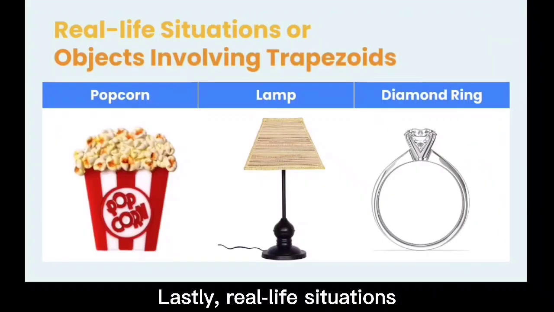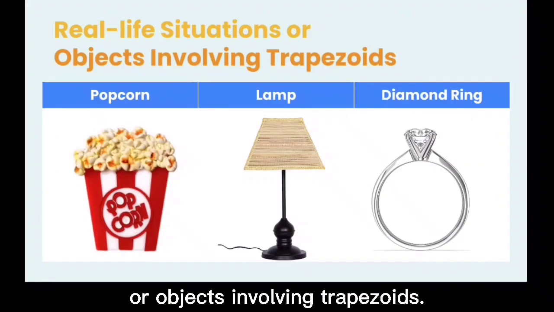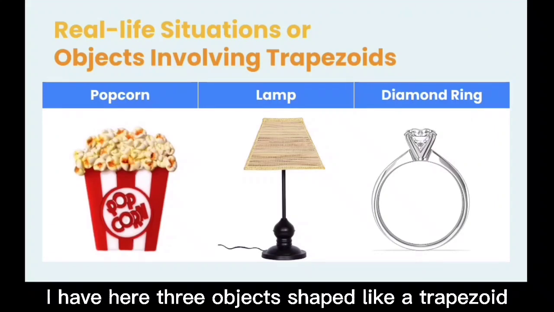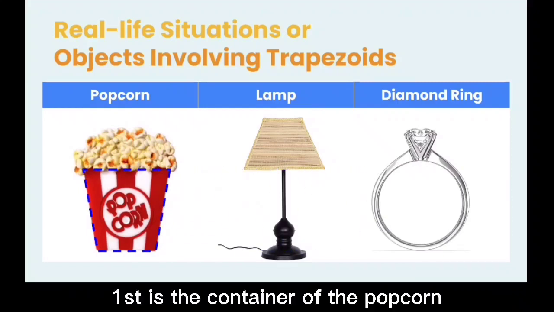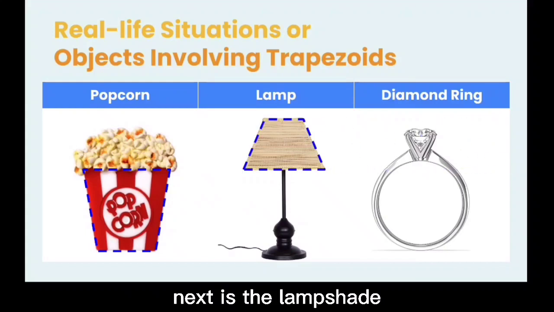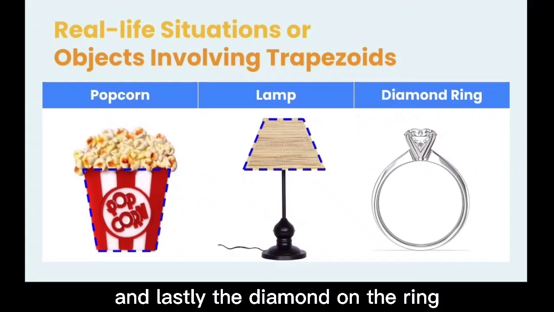Lastly, real-life situations or objects involving trapezoids. I have here 3 objects shaped like a trapezoid. First is the container of the popcorn. Next is the lampshade. And lastly, the diamond on the ring.